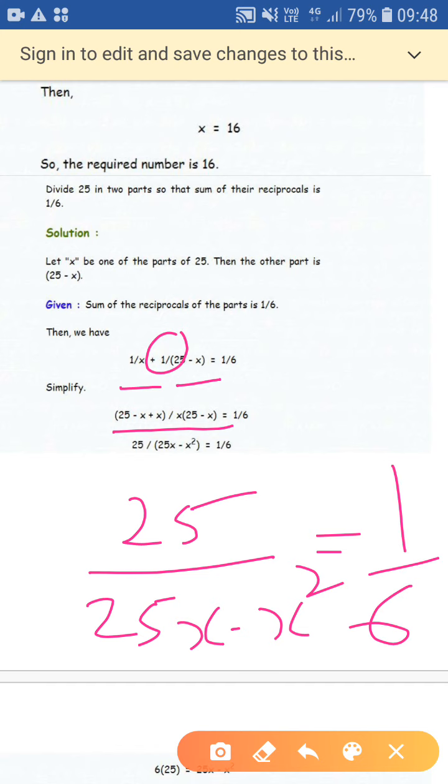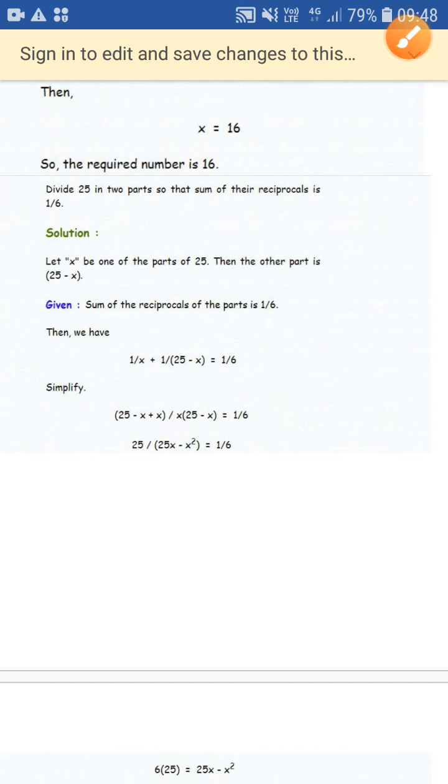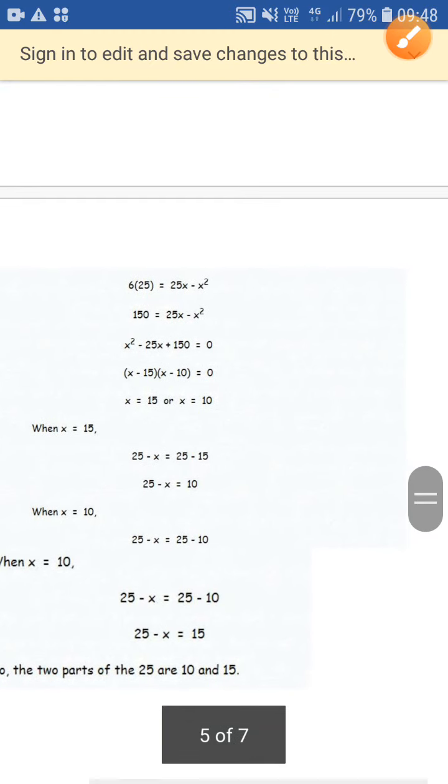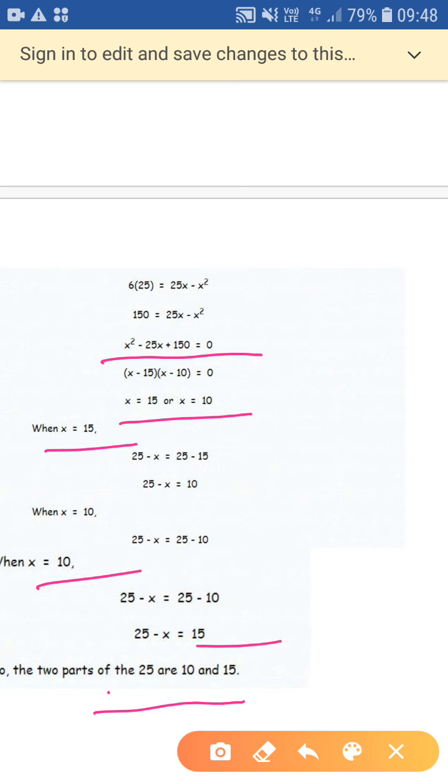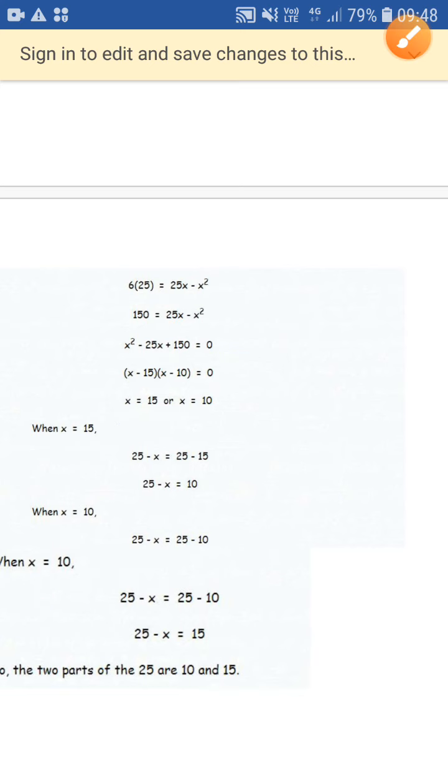Now you can simplify these terms by cross multiplying, and then we get the quadratic equation of this form, that is x square minus 25x plus 150 equals 0. Again factorizing, we have two values here, x equals 15 and x equals 10. So when x equals 15, the other is 10. The two parts will be: when one is 15, the other will be 10. When one is 10, the other will be 15. So the two parts of 25 will be 10 and 15.